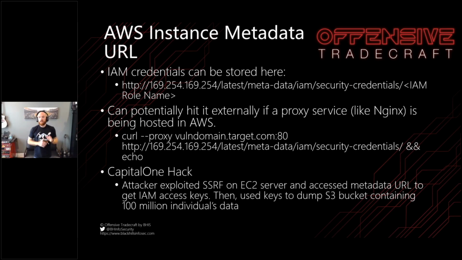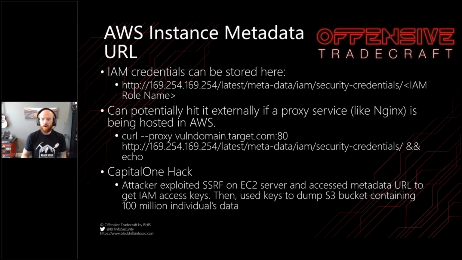I will also note that it's possible to do this if somebody has set up an Nginx proxy that allows for hitting the local host on AWS. This is an example I saw where you could curl and point the --proxy option at a vulnerable domain, right? That's hosting an Nginx proxy. And then it's proxying that request to the local host URL hosting that metadata service. So you're basically remotely proxying your curl to the local host of the VM or the instance, asking it for those credentials.